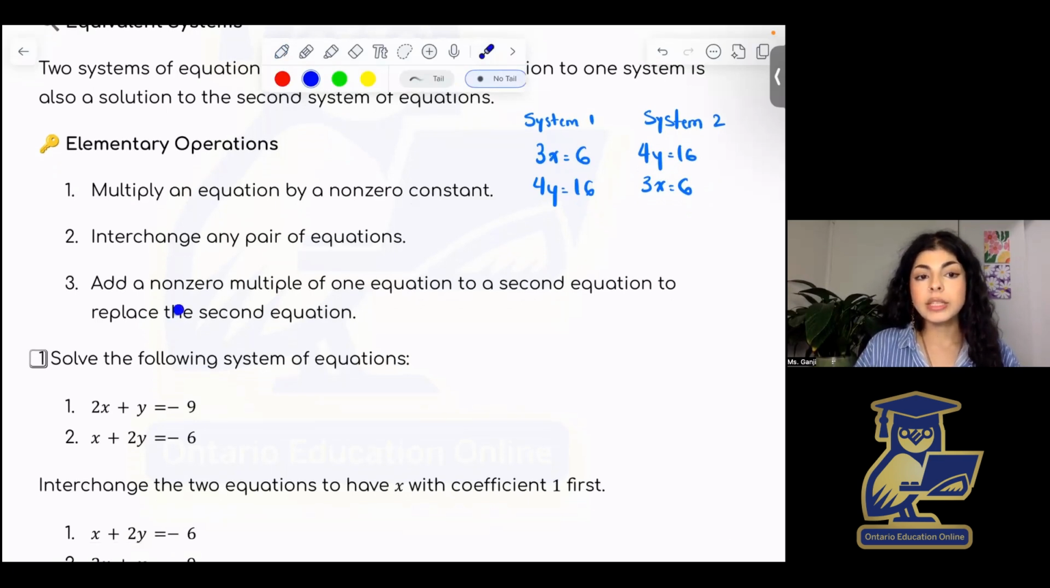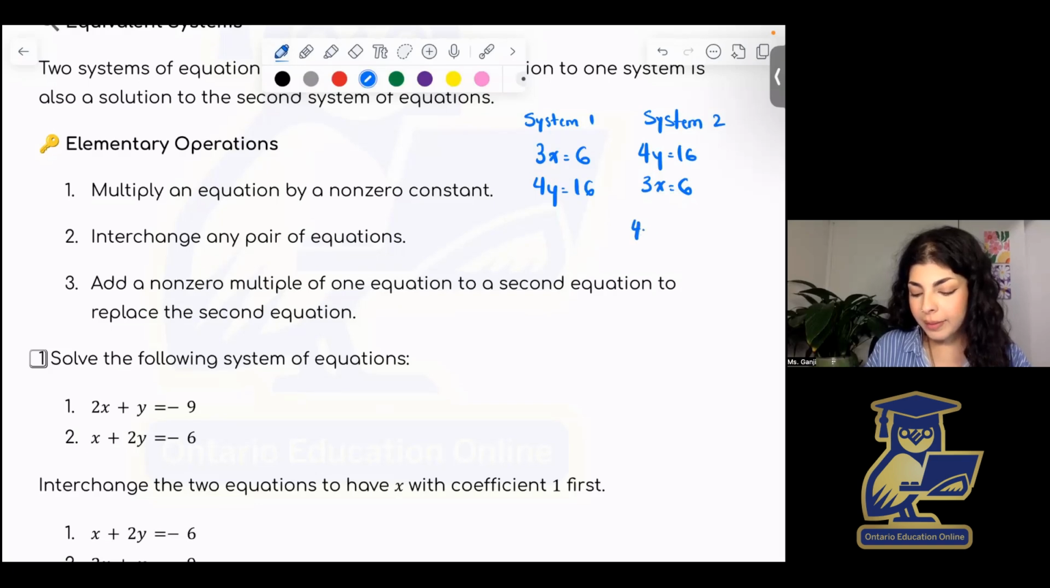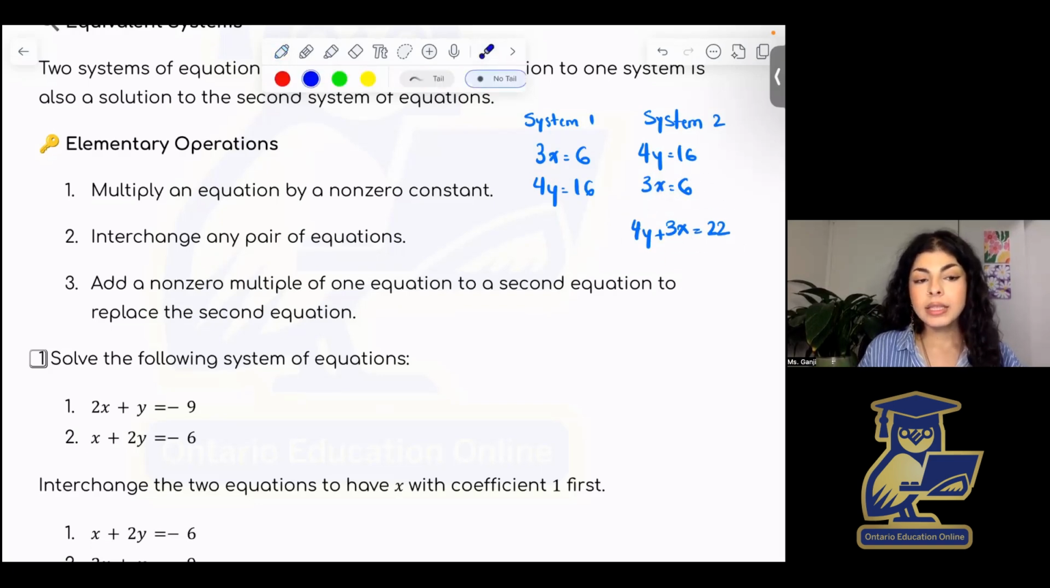And our last option is to add a non-zero multiple of one equation to the second equation. And this can sometimes replace the second equation as well. So, for example, in these two, I could also have, and I know right now you're going to be like, why would I do this? This doesn't really help me. But if I have 4y plus 3x is equal to 22, all I've done is add the 3x here, and these two are still going to be the same system as well. As we do some examples, you'll see exactly why this one is going to help us.